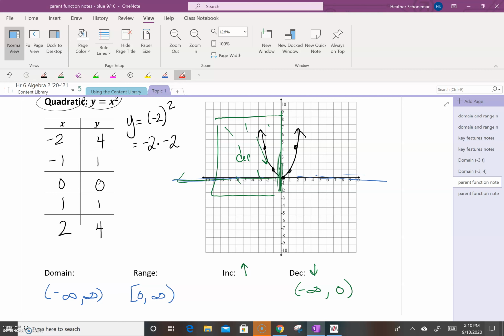Once you switch, now my roller coaster is going up, and so this side is increasing. So all of this is increasing. It starts where the other one left off at 0, and it goes to infinity because I'm going to keep having values off to the right.